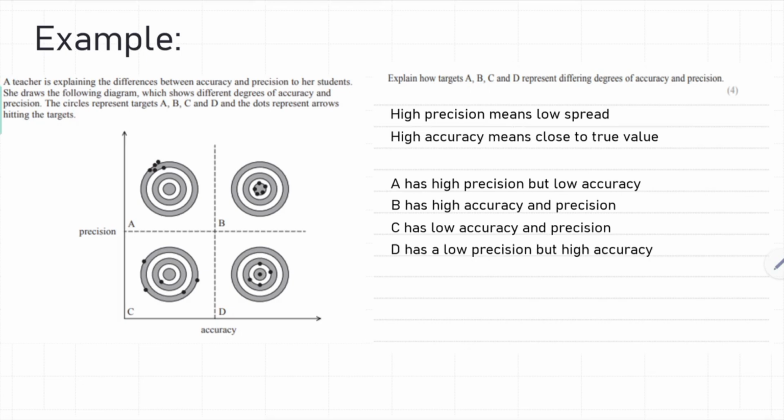And D has a low precision but a high accuracy, as all the points are quite far away from each other. And if you were to calculate the mean of the points, then it would be the center of the target. So for this question, you would only need to write 2 of these points to get the 4 marks, as well as the definitions.